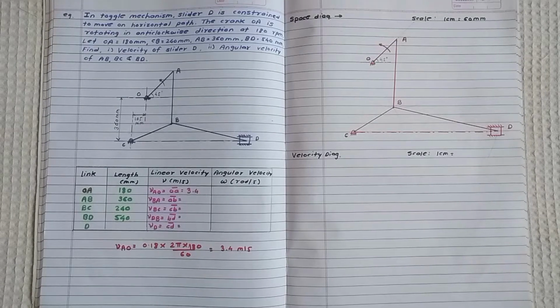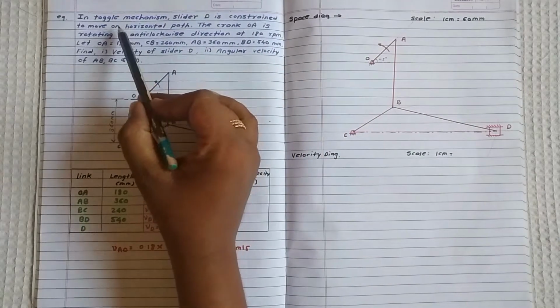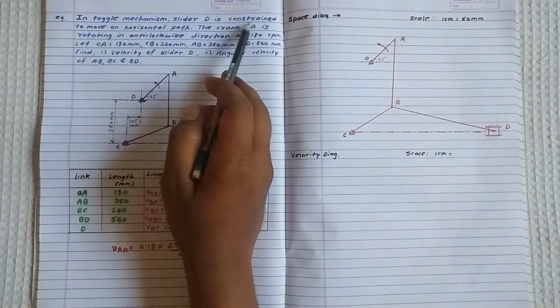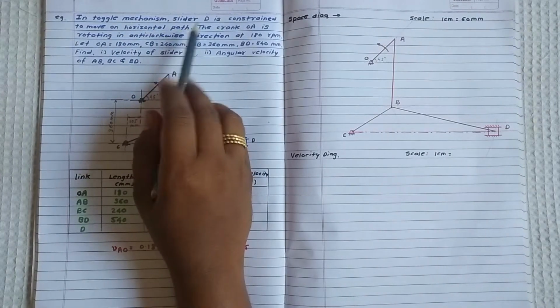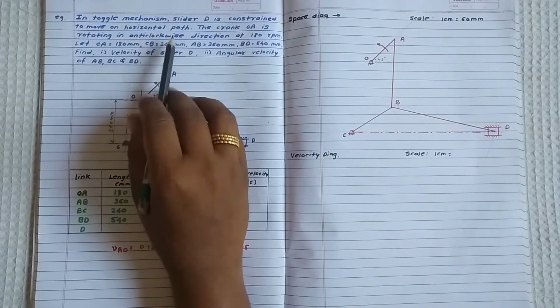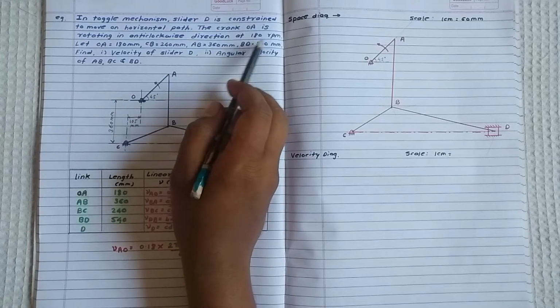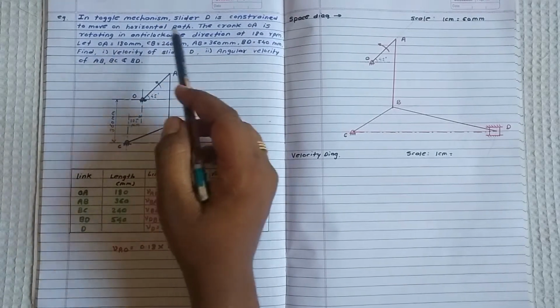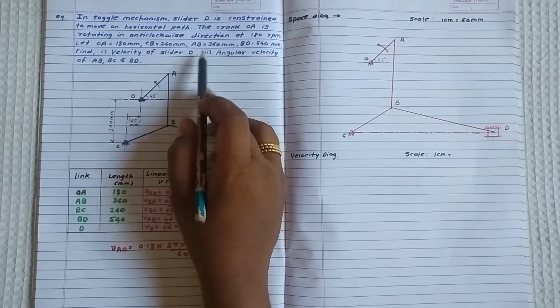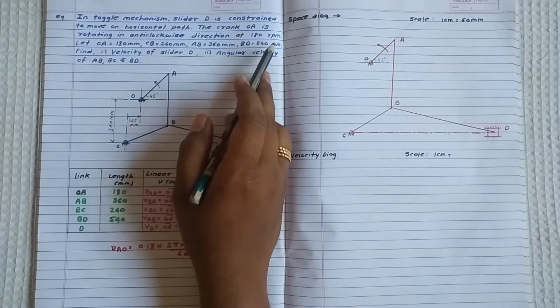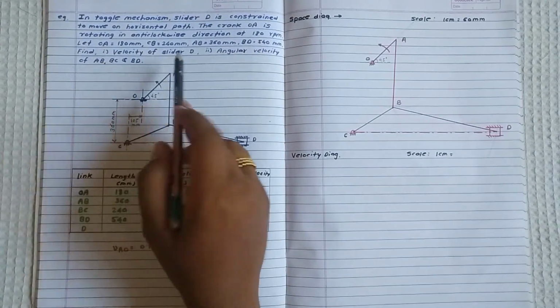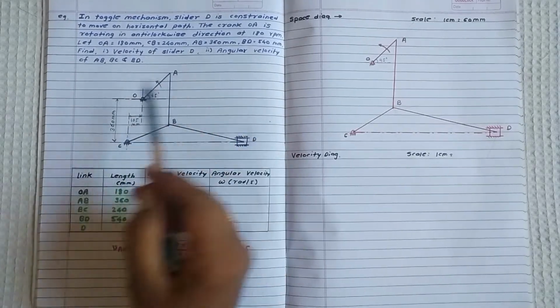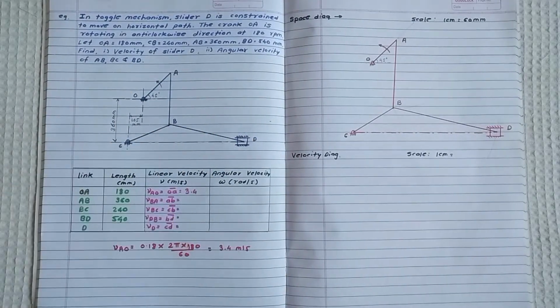In today's lecture, we are going to discuss a numerical on the relative velocity method. The statement is given as: in a toggle mechanism, the slider D is constrained to move in a horizontal path. The crank OA is rotating in anticlockwise direction at 180 RPM. OA is 180 mm, CB is 240 mm, AB is 360 mm, BD is 540 mm. Find the velocity of slider D and the angular velocity of AB, BC and BD.